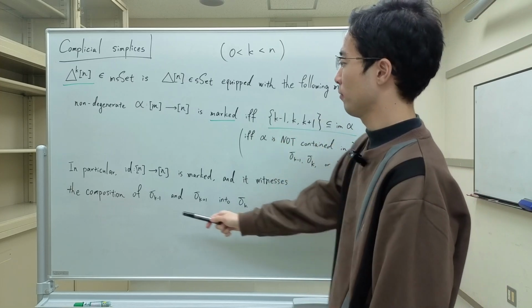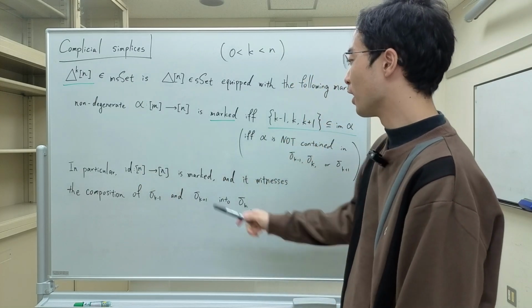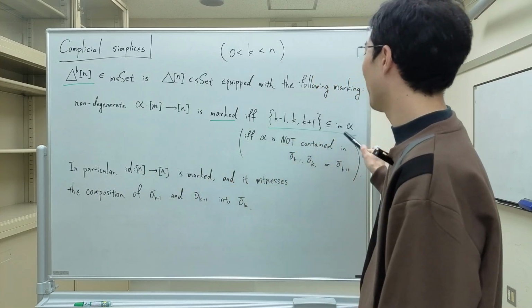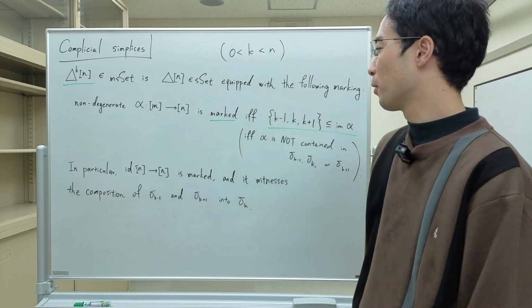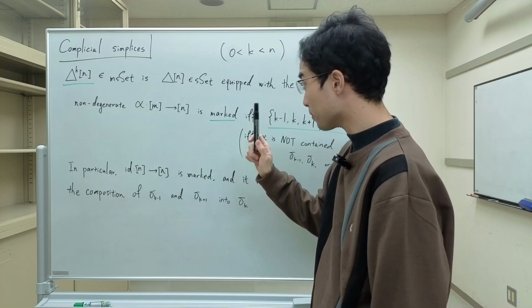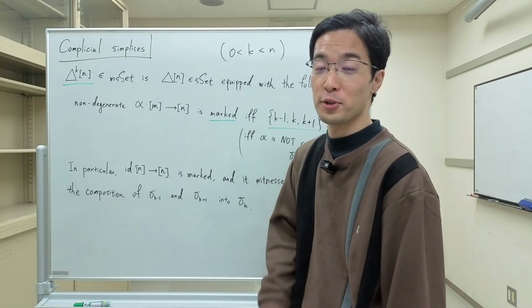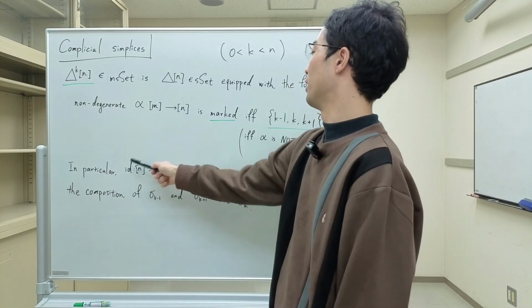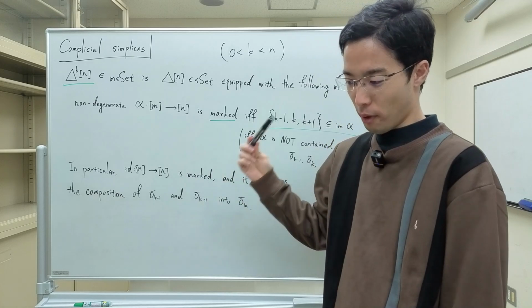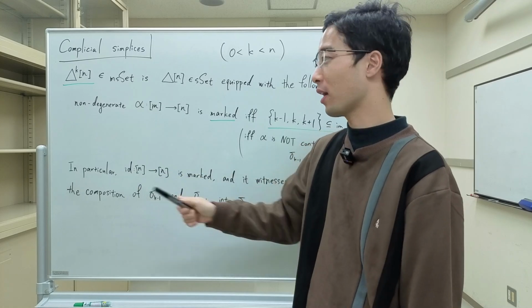And in particular, the identity on n, the image of the identity is the whole thing, so it contains all of these three integers, and therefore this identity is marked. So in the nerve of a strict omega-category, this identity should represent an identity n cell in your strict omega-category.